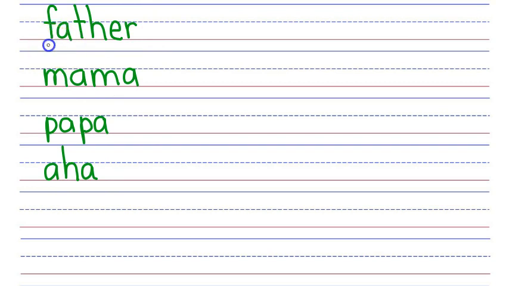Father, two-syllable word. First syllable is an open syllable. Mama, two open syllables. Papa, two open syllables. Aha, two open syllables. And you know what? All of these make the broad A sound, ah, instead of the long A sound, because it sounds better.